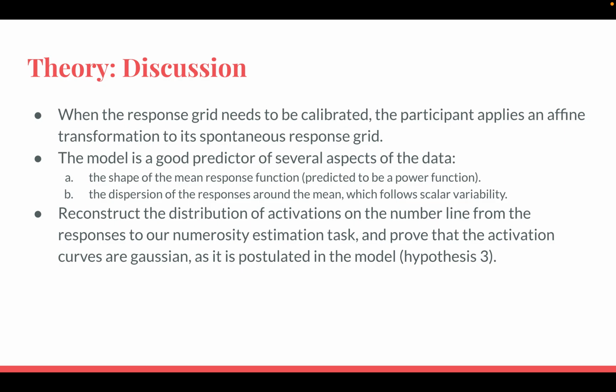The model is a good predictor of several aspects of the data, such as the shape of the mean response function and the dispersion of the responses around the mean, which follows scalar variability. We can reconstruct the distribution of activities on the number line from the responses to this numerosity estimation task and prove that the activation curves are Gaussian, as is postulated in the model.